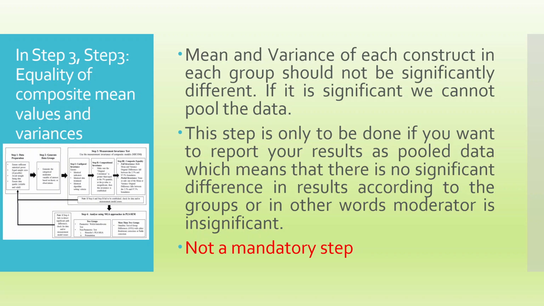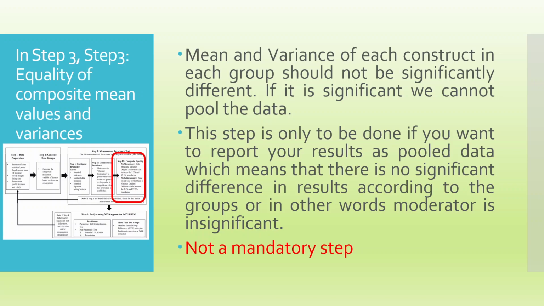Here we test the equality of the composite mean values and the variances. So this is step 3. The mean and the variance of each construct in each group should not be significantly different. If it is significant, we cannot pool the data, or we cannot give one model. It means that if the p-value is significant, we will have to report the separate result for male and the separate result for female.